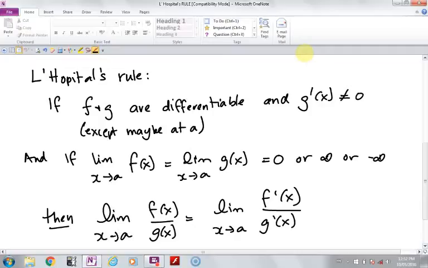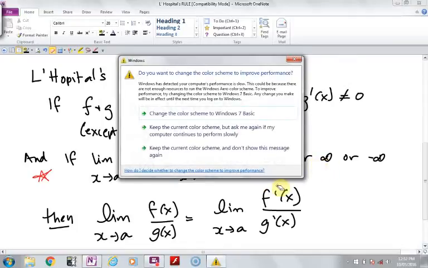So we'll do some examples. They can get tricky. One of the important things to watch out for, though, before you use L'Hopital's rule, is to make sure that you do have 0 over 0. If you don't have 0 over 0, you don't use L'Hopital's rule. You solve this the way you would normally solve it, or if you have infinity over infinity.